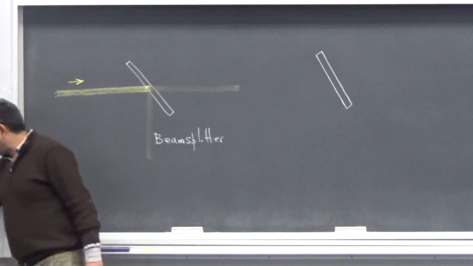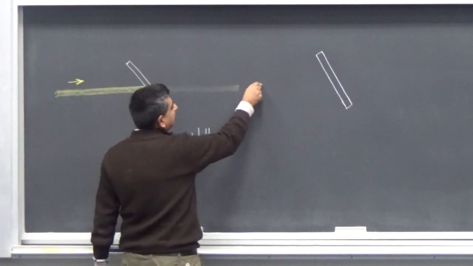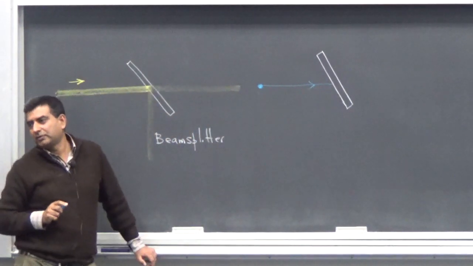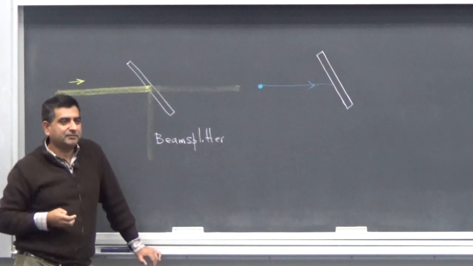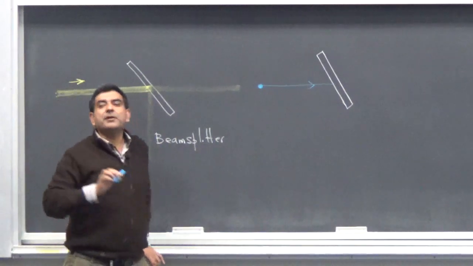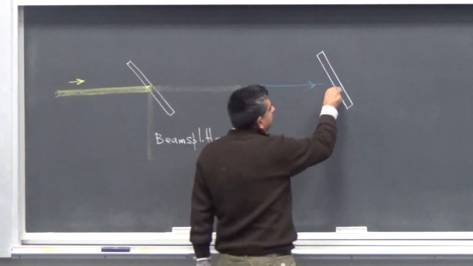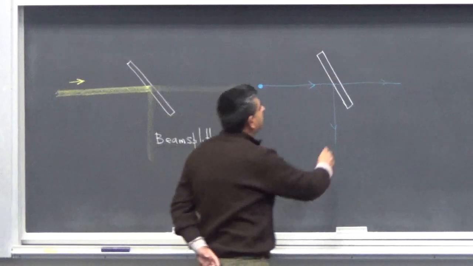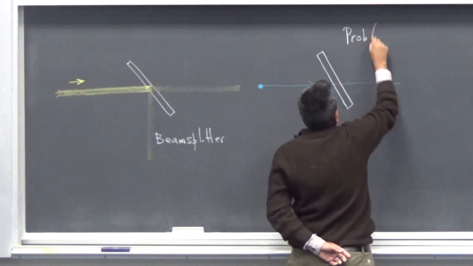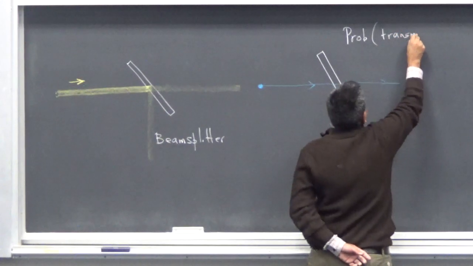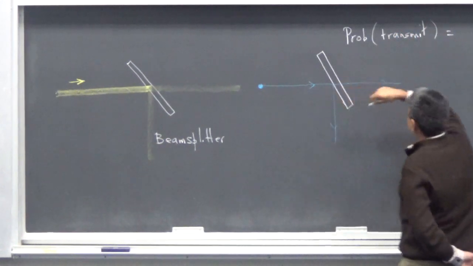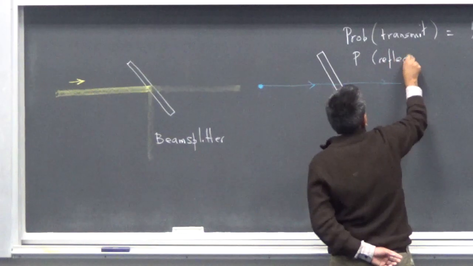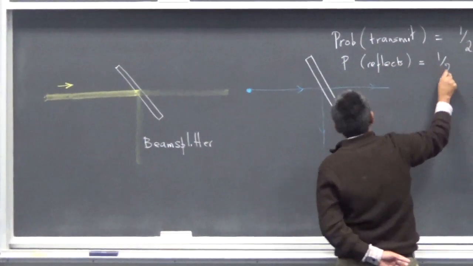So just now, I will resort to my cartoonic caricature. So just one single photon coming in. What's going to happen to this photon? Will it transmit or will it reflect? 50-50 chance. Right. So there is some probability that it will transmit and some probability that it will reflect. Now this is the first time I'm using this word probability. There's some probability that it transmits, and that probability, if this were a 50-50 beam splitter, is one half, and there is some probability that it reflects. Again, this probability is one half.